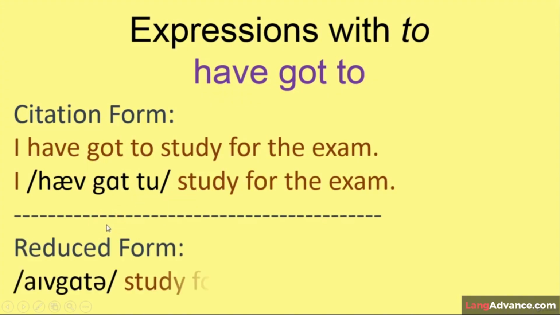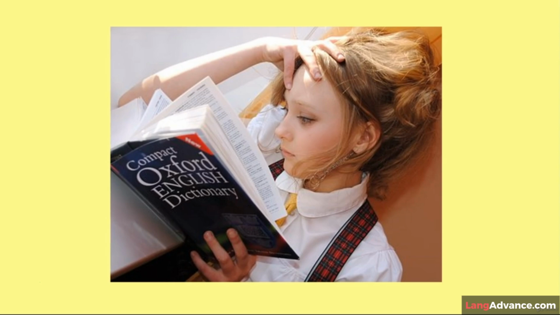In reduced form, we would combine all of these words, I have got to, and just say, I've gotta, I've gotta, I've gotta. I've gotta study for the exam. Repeat. I've gotta study for the exam.